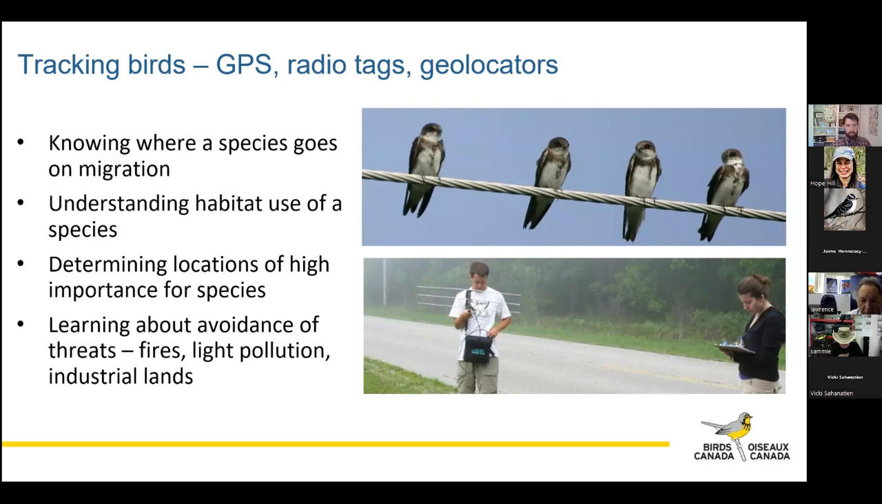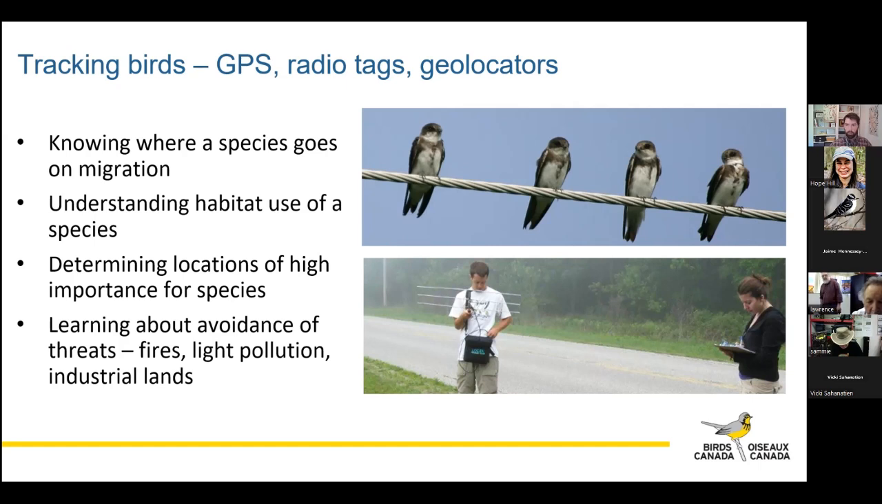And similar to that, determining locations of high importance for species, both individual species or when you combine some of these tracking programs for multiple species. And so if there's spots that really stand out as really high importance for migrating shorebirds, for example, then it can help conserve that area.